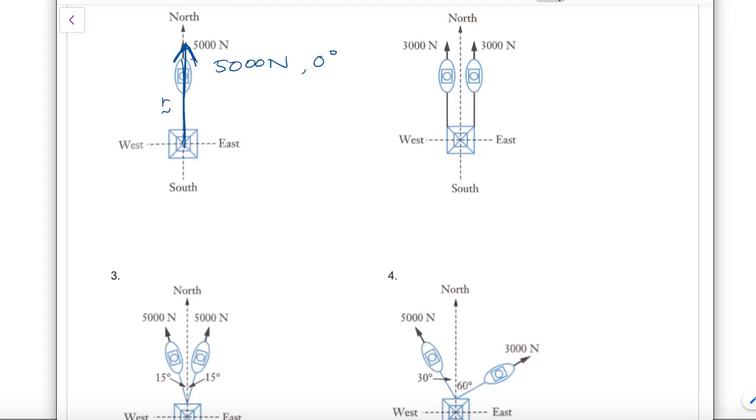In our second example, we've got 2 tugboats pulling the platform. They're both exerting a force of 3,000 newtons. So that's really going to force that forwards. And our resulting vector obviously is going to be directly north again because the tugboats are heading directly north. So our resultant vector R will have a magnitude of 6,000 and in a direction of 0 degrees.